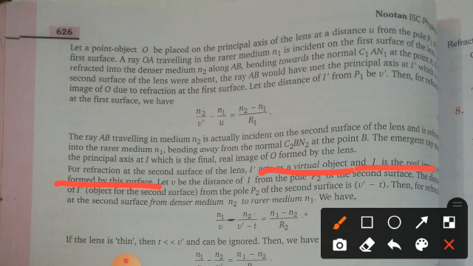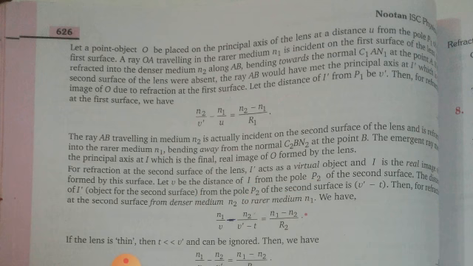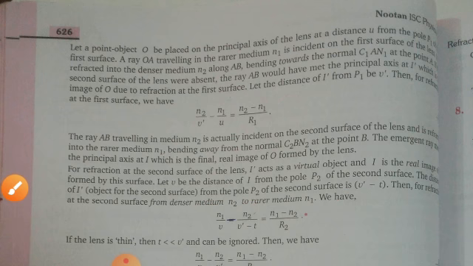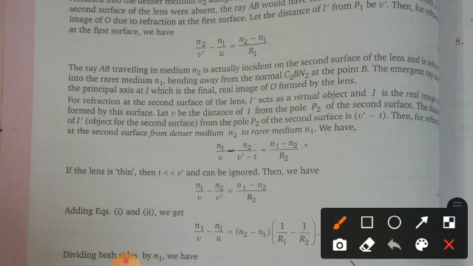Let us suppose V is the distance of I from the pole P2 of the second surface. So the distance of the I dash object from the pole P2 of the second surface is V dash minus T. Then for refraction at the second surface from denser medium N2 to the rarer medium N1, we have N1 upon V minus N2 upon V dash minus T is equal to N1 minus N2 upon R2.